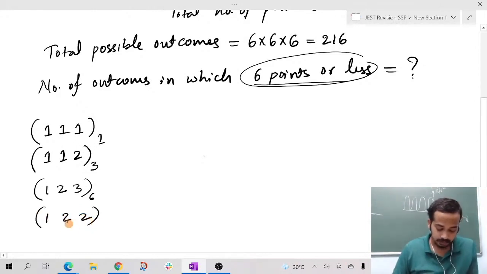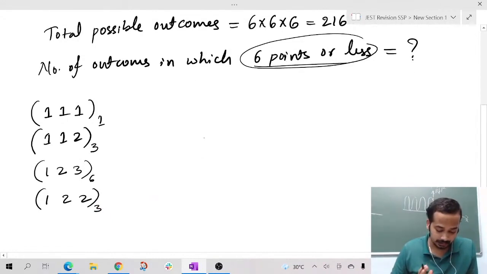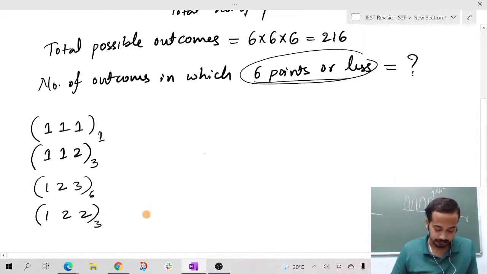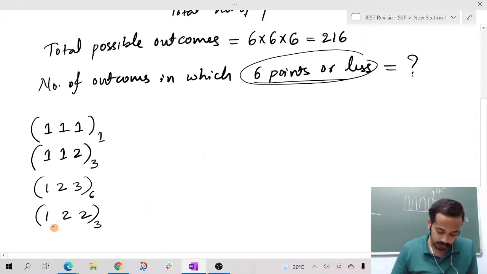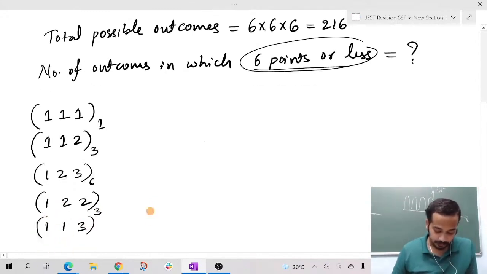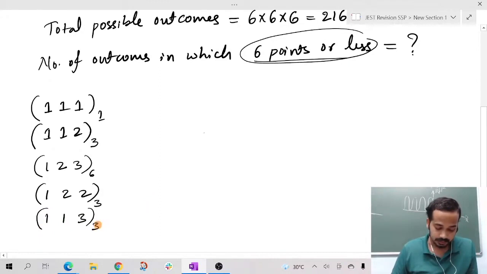1 2 3. What about 1 1 1 1 2 2? This can also happen. 4 plus 1, isn't it? So this can have again 3 possible ways, because out of 3, 2 are of one type, okay? So this will have 3 permutations, okay? Similarly, anything that I left here, speak up. Sir, 1 1 3. 1 1 3, 1 1 3. So this also has 3 ways.